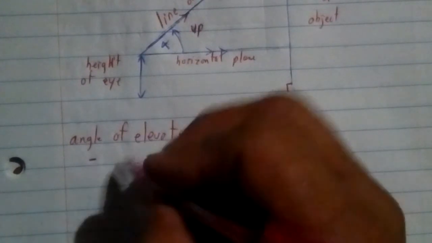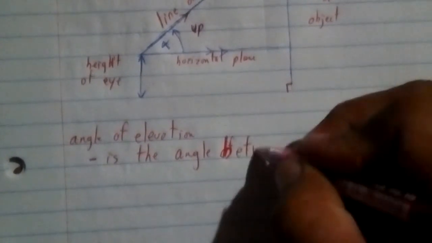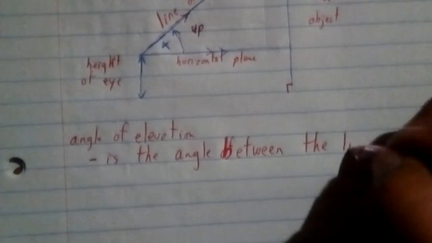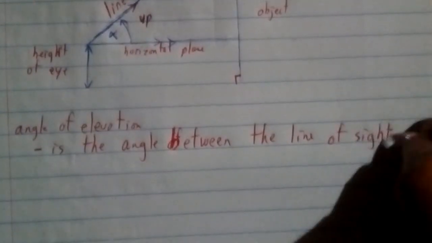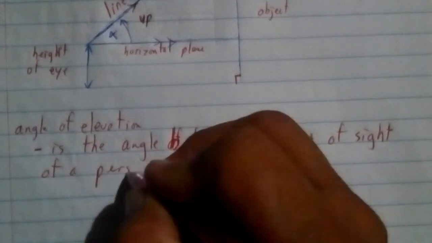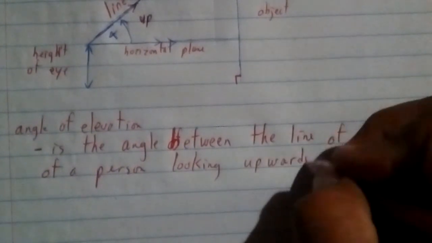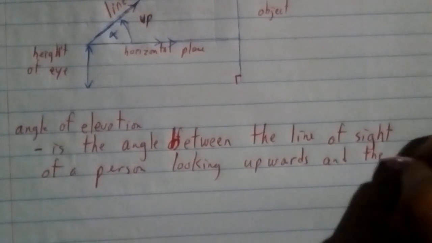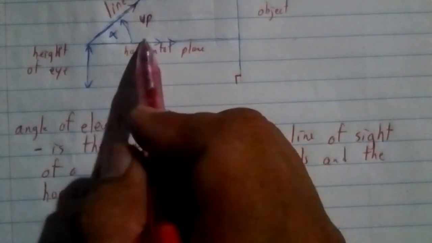So angle of elevation is the angle between the line of sight of a person looking upwards and the horizontal. Let's identify it again. So the angle of elevation, this angle here, is this angle that you make with the horizontal and the line of sight. So the angle that you are looking upwards.